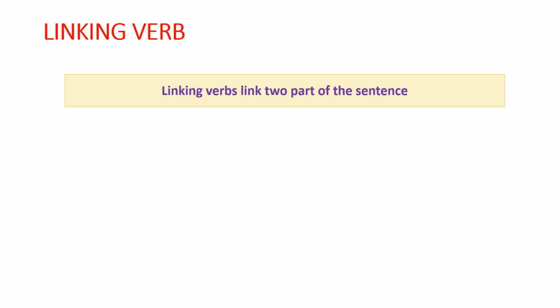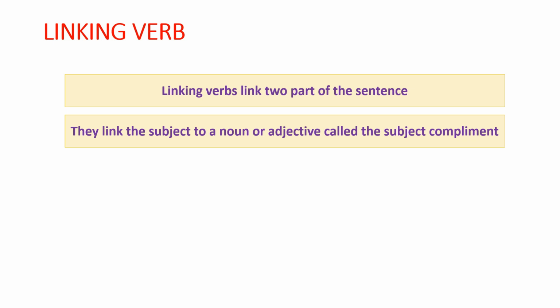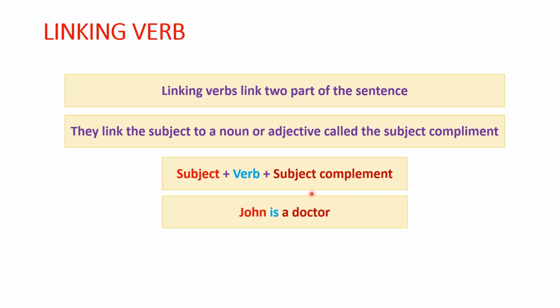Well, what is linking verb? Linking verbs link two parts of a sentence. These sentences don't have an object. It will have something different which is called subject complement. The linking verb links two parts of the sentence and the two parts are the subject and the subject complement. So the basic structure is subject plus verb plus subject complement. Let's see an example. John is a doctor. Here, is is the linking verb and there is no action. So it is a linking verb sentence.